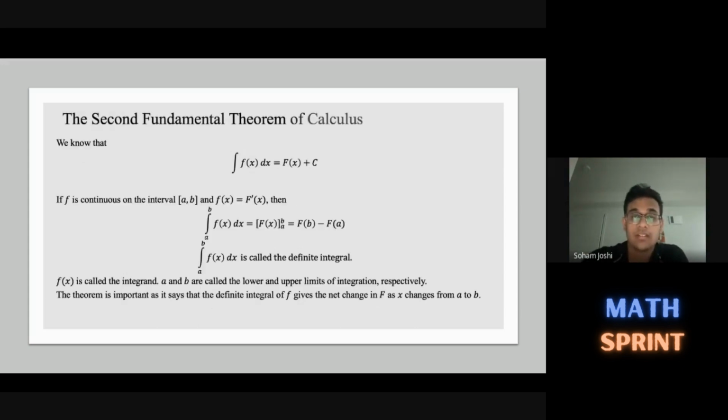Okay, so now the second fundamental theorem of calculus. So now that we already know that the indefinite integral of f of x with respect to x is capital F of x plus c, where capital F of x is the integrated function and c is the constant of integration. Now, what exactly does this theorem say? If f is continuous on the interval a comma b, and lowercase f of x is equal to capital F dash of x, then the definite integral of lowercase f of x with respect to x is capital F of b minus capital F of a.